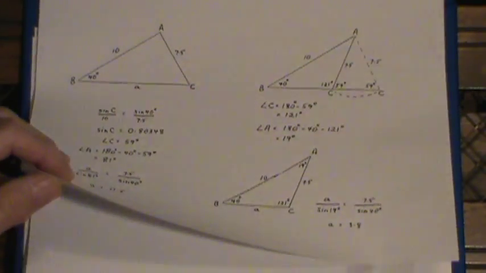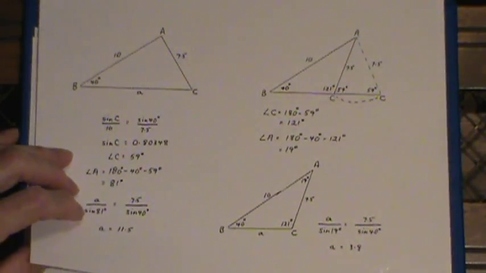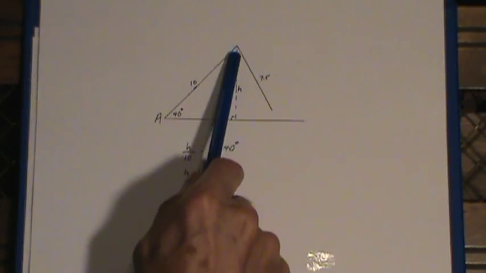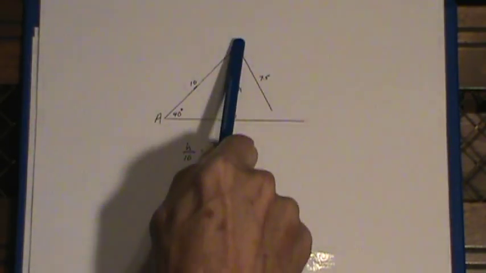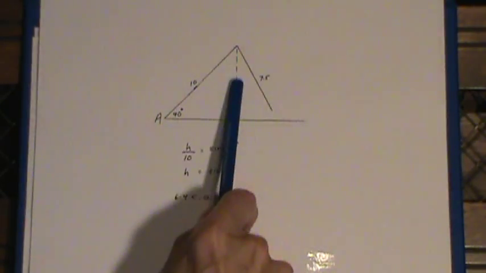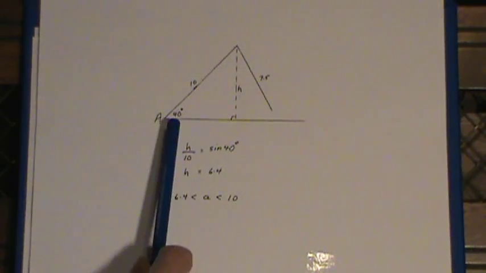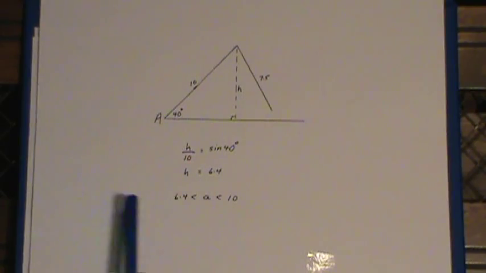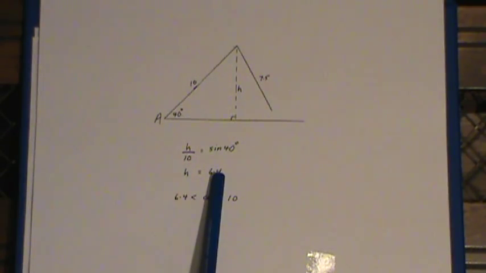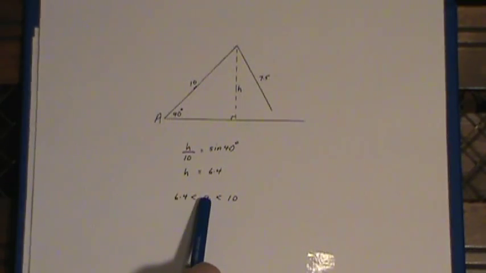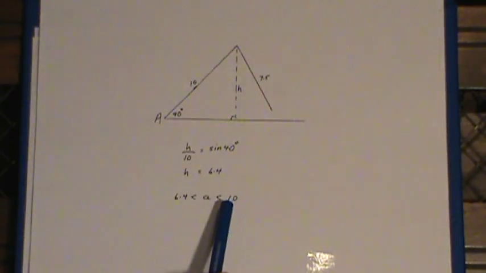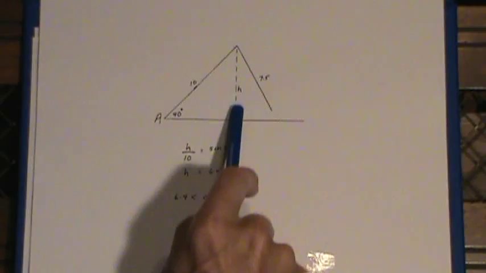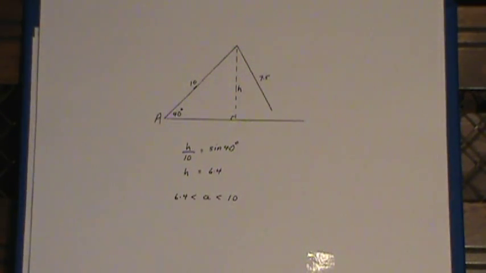One last thing I should mention, if you want to know whether or not you're going to encounter the ambiguous case in a question, you might want to solve for the height, which I've marked here with a dotted line, h. That creates a little right angle triangle here. The sine of 40 equals opposite over hypotenuse, h over 10. Solving for h, we get 6.4. So that means if little a, the side across from capital A, is less than 10 and greater than the height here, which is 6.4, you will have the ambiguous case.